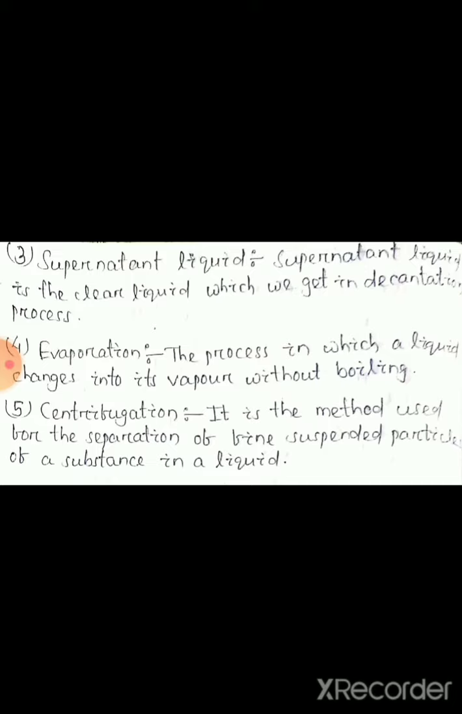Okay. The fourth one, evaporation. We know evaporation is the process in which a liquid changes into its vapor without boiling. The process in which a liquid changes into its vapor without boiling is called evaporation. Fifth one, that is centrifugation. It is the method used for the separation of fine suspended particles of a substance in a liquid. Centrifugation is the method used for the separation of fine suspended particles of a substance in a liquid.